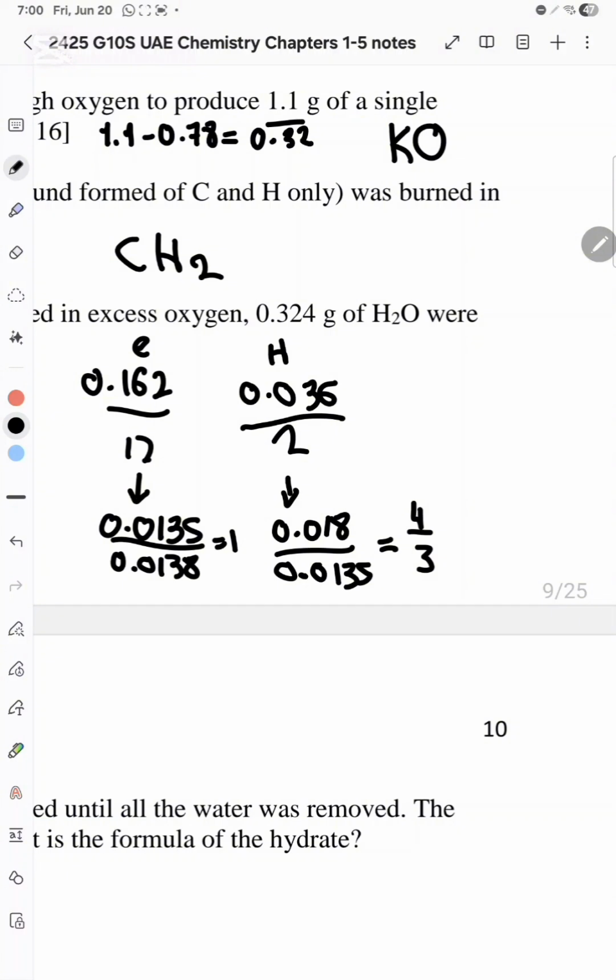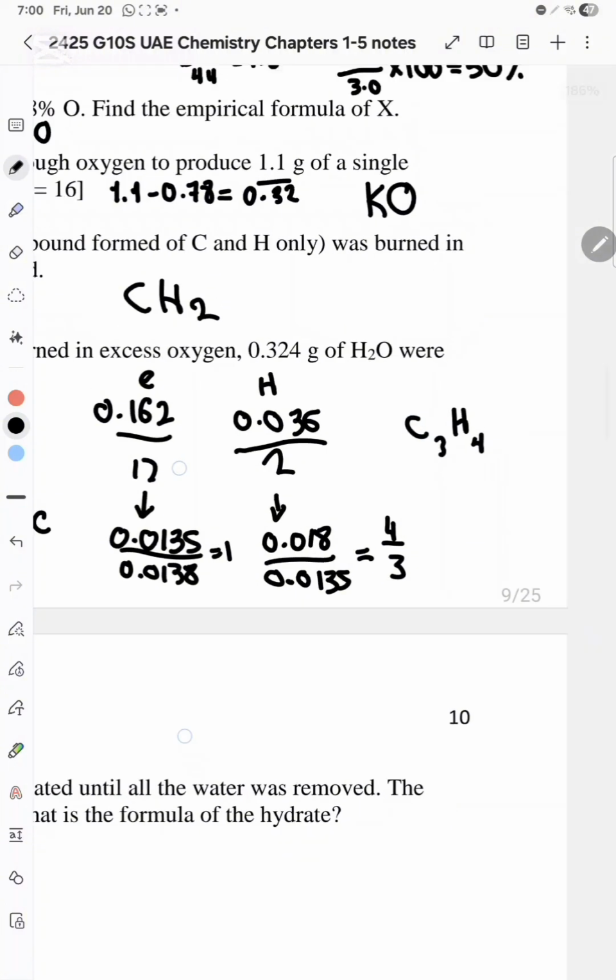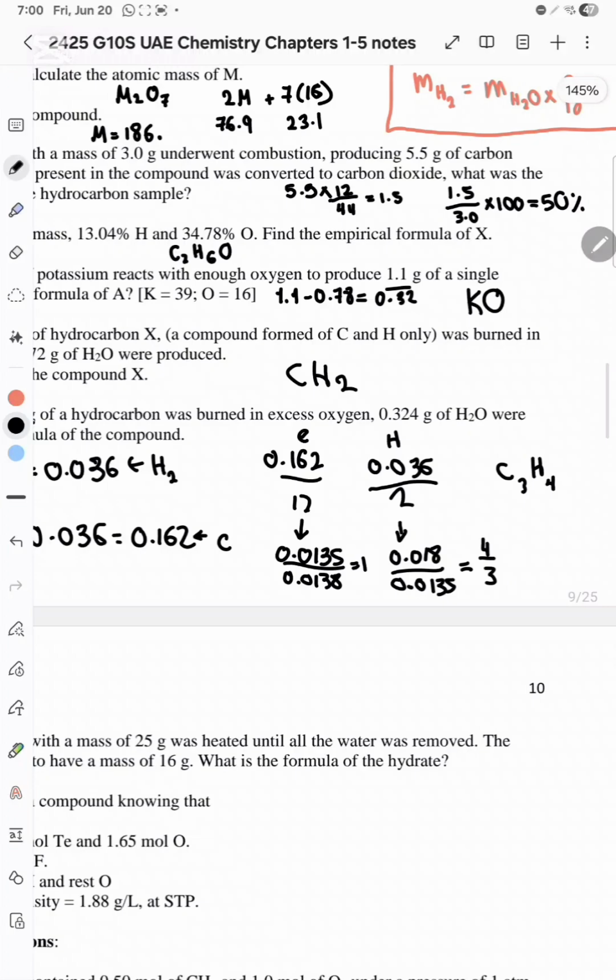What makes 4 over 3 whole? 3. Multiplying by 3 makes it whole. So if we multiply the H by 3, we're going to get 4. But if we multiply H by 3, we must multiply C by 3. So we get C3H4, and that is your compound. And that's it for this question.